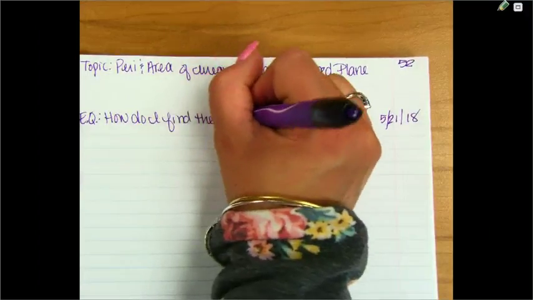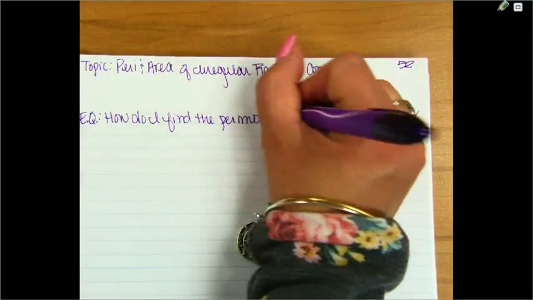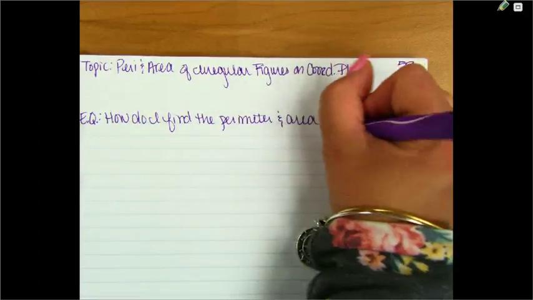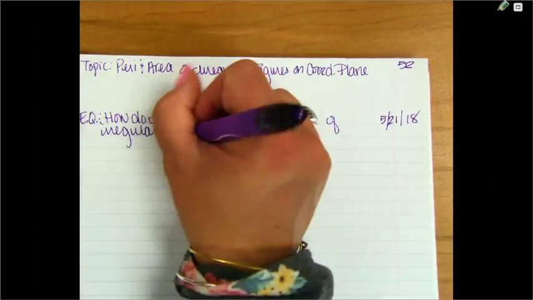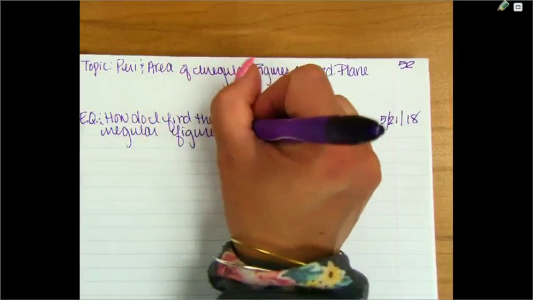All right, how do I find the perimeter and area of irregular figures on the coordinate plane?